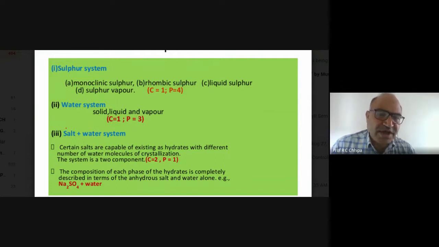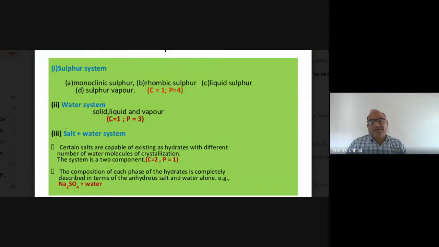However, in the case of water, we have already discussed the solid, liquid, and vapor phases and their curves. The curves include the vaporization curve, and then the melting point curve.